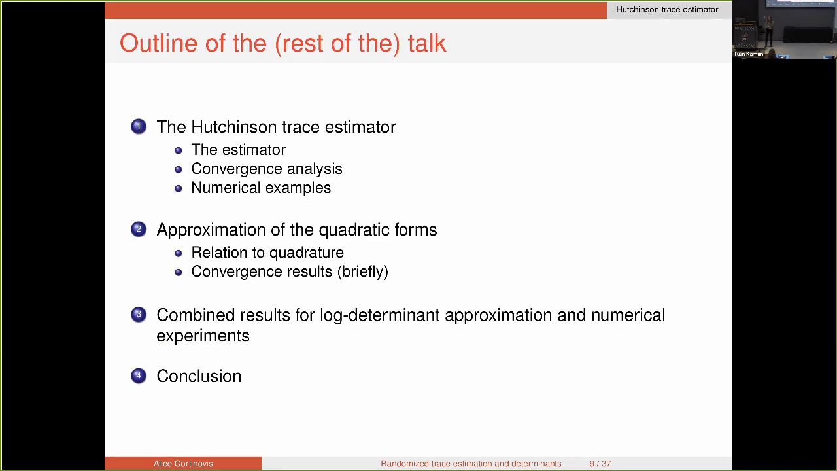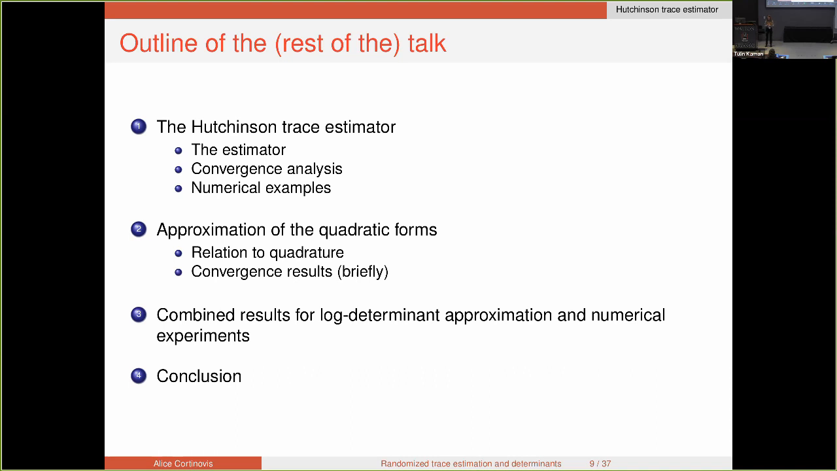So this is more or less the outline of the rest of the talk. The main part of the talk is about this randomized trace estimator algorithm, which is the Hutchinson trace estimator, which will be introduced in the next slide, and its convergence analysis. And I will show a couple of numerical experiments. And this is done for a general matrix A. So this is not the approximation of the determinant yet.